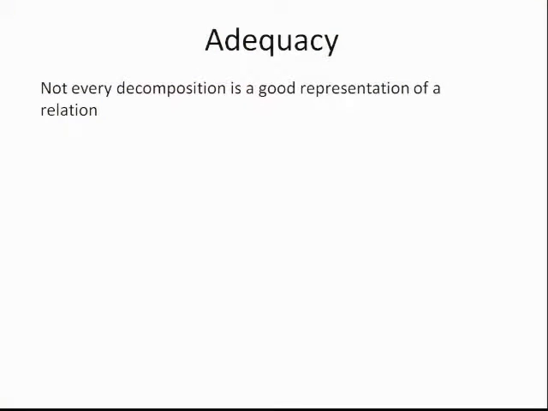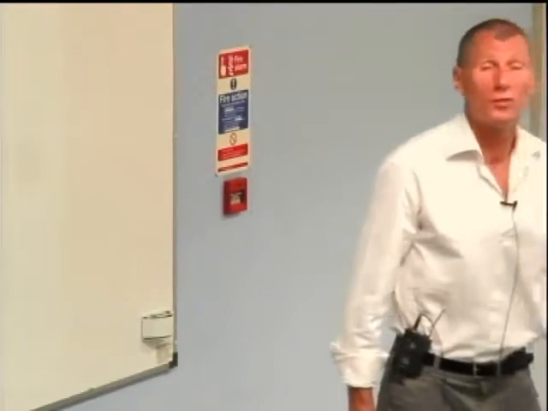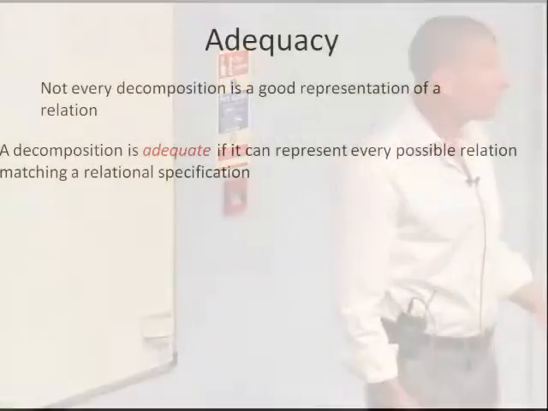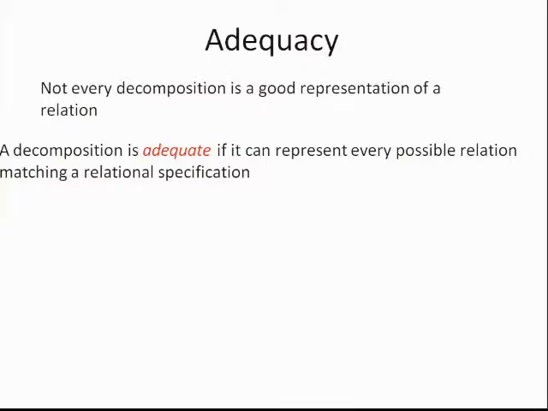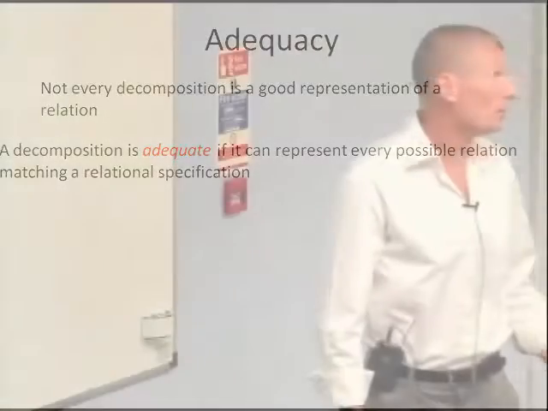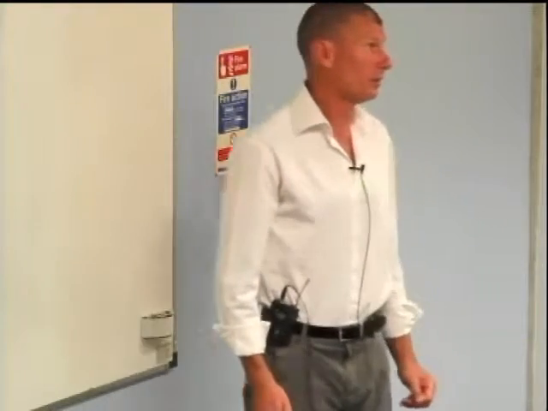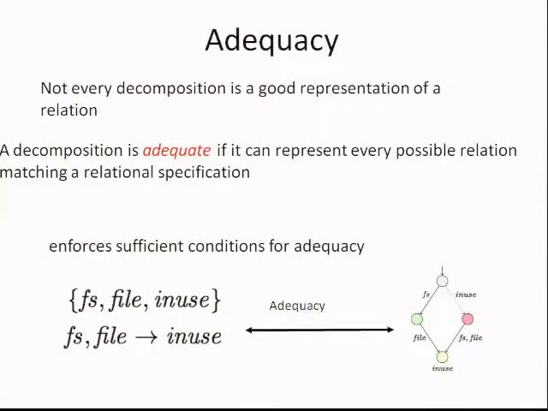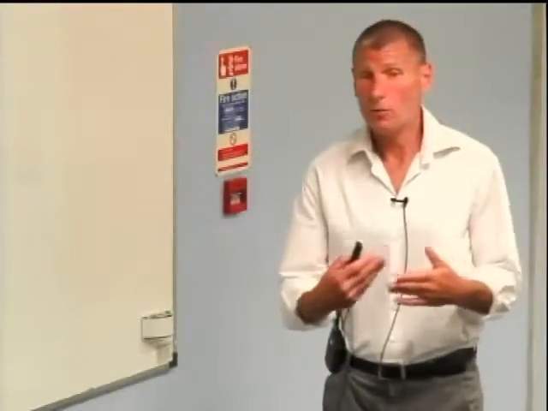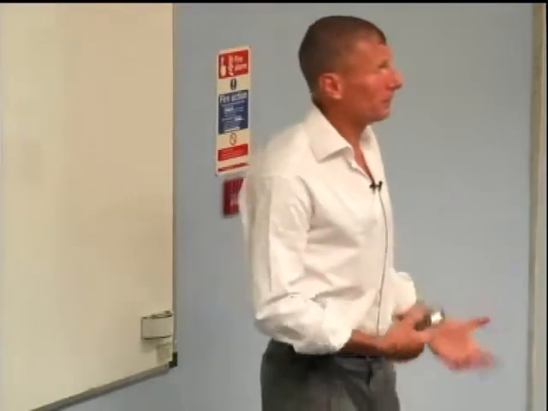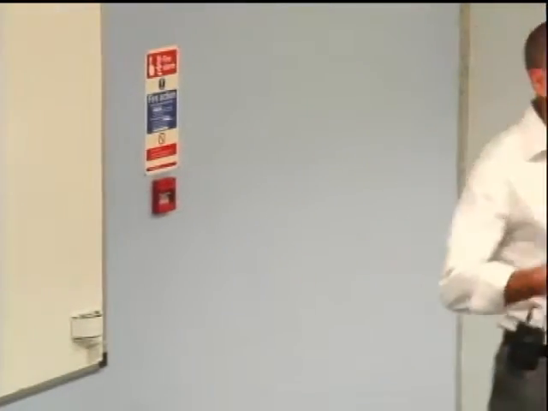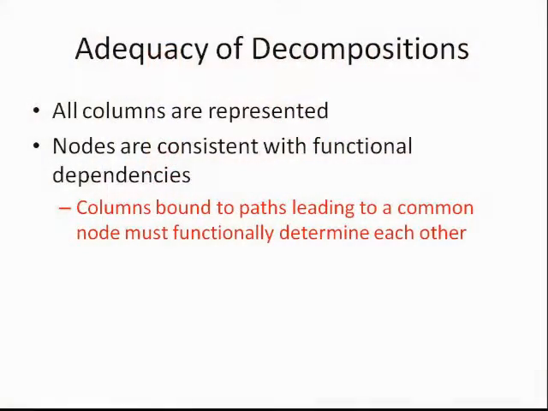It is not, as I hinted, completely as trivial as I said, because not every decomposition is actually valid. A decomposition is valid, or adequate, if it represents every possible relation in the relational specification. In the paper, we enforce sufficient conditions for adequacy. They are very simple, and they are based on functional dependencies. I will tell you the main idea, but it's rather simple. The idea is when you merge nodes, you have to make sure that the values agree. So let me give you this by example.